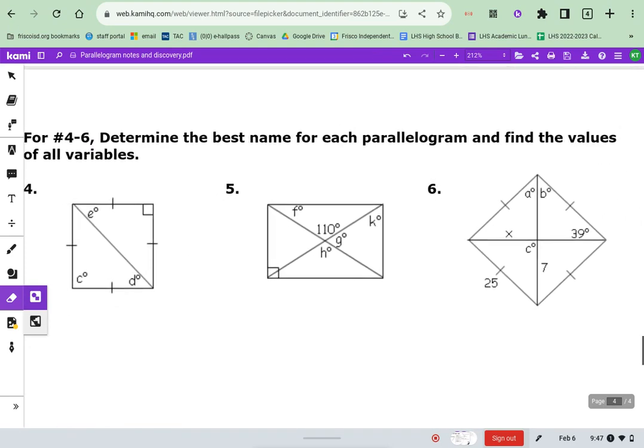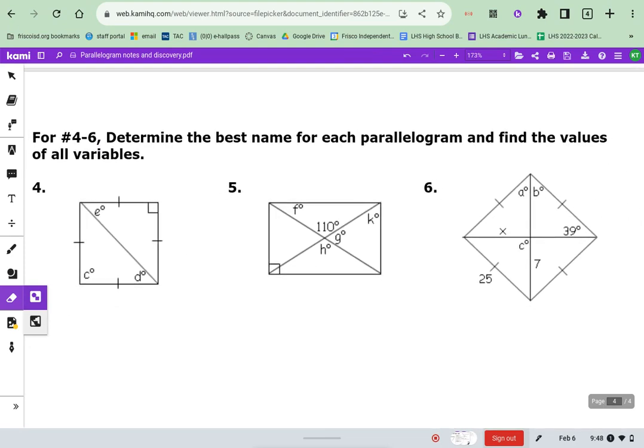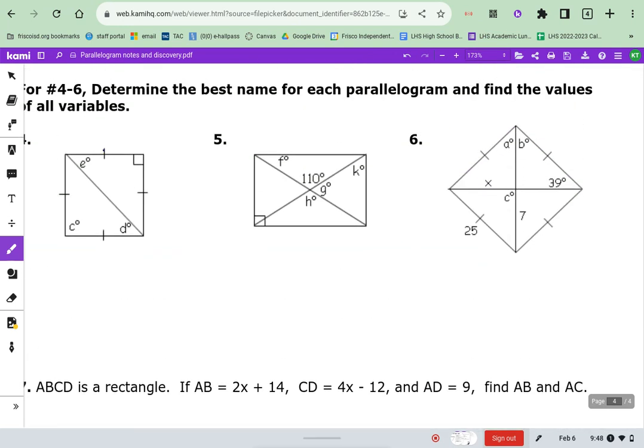So in numbers 4 through 6, we're going to determine the best name for each parallelogram and find the values of all variables. Okay, so in number 4, the things that I see in this picture, we have that all sides are congruent and we have a right angle. I know that all sides are congruent only in a square and a rhombus. And the rhombuses don't have right angles, so that means that this has to be a square.